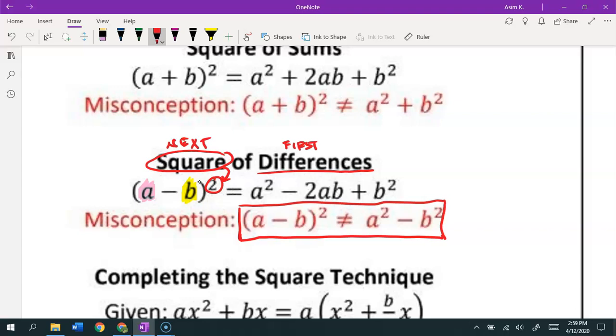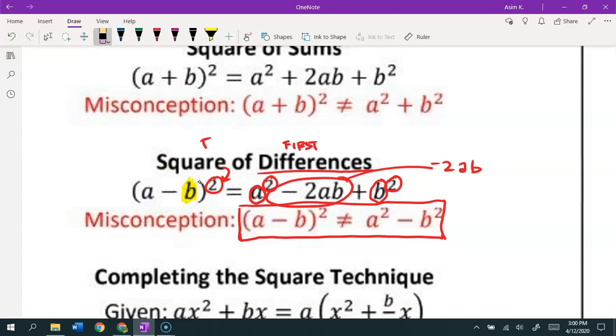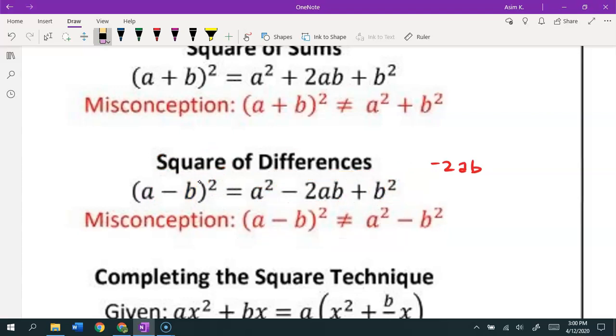But more than that, what you want to realize is basically the end result of it goes like this. You take the first term, which is an a, and you square it. You take the second term, which is a b, and you square that. And finally, the middle term is going to be minus 2 times ab. That right there is called the square of differences formula. You have to memorize it very well.